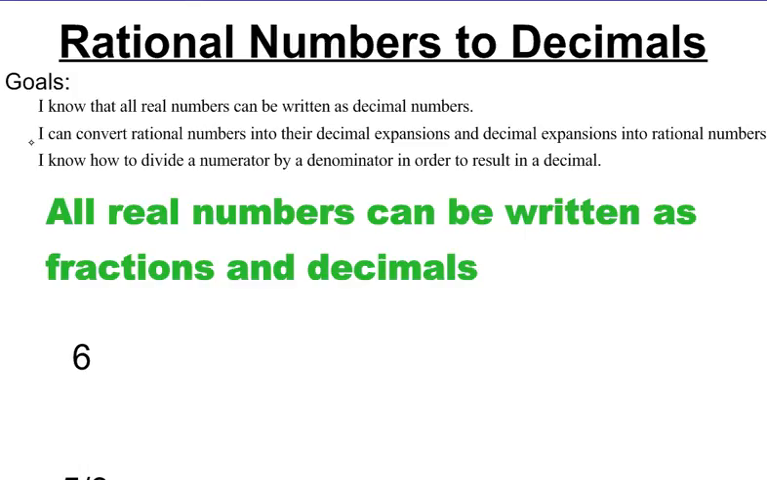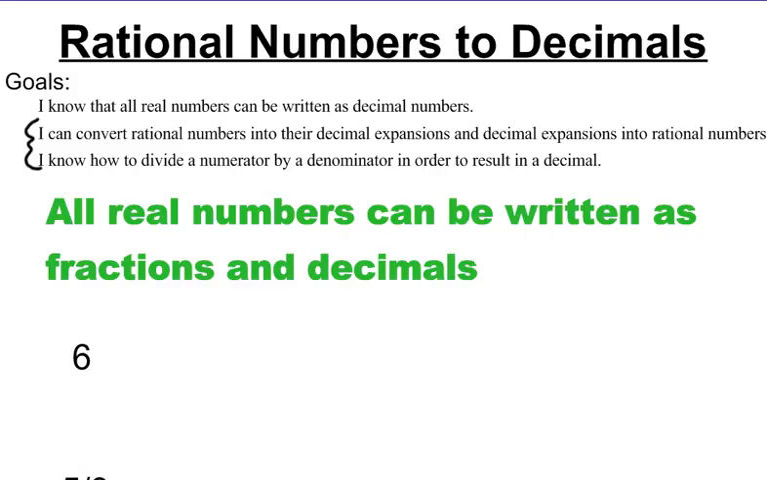And I'll tell you right now, these two are very similar. We're going to go both ways, though, for that second goal. And the first goal is actually right here in green. Boom. All real numbers can be written as fractions and decimals. That's something worth writing down. That's something worth knowing. It doesn't matter what it is, but you can write it as a fraction.